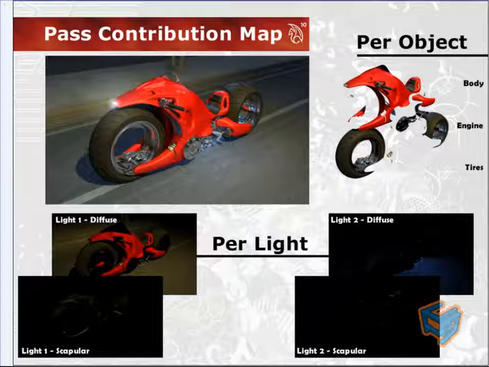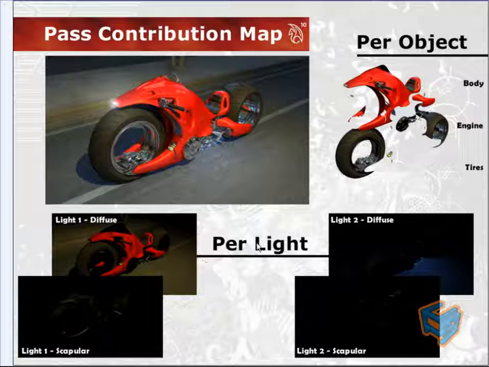Looking at my image here, I output the parts of the bike by itself. For example, I have the body, the engine, the tires. They can render out by themselves. And for this example, I took it out as a beauty pass. You can do matte or you can do spec per object.